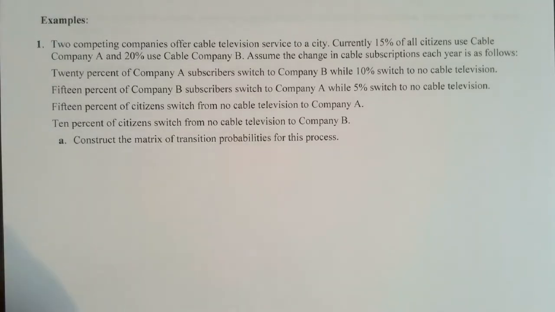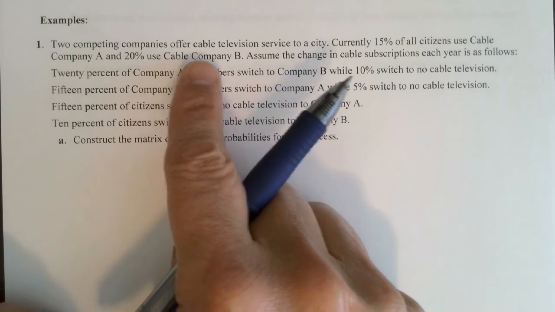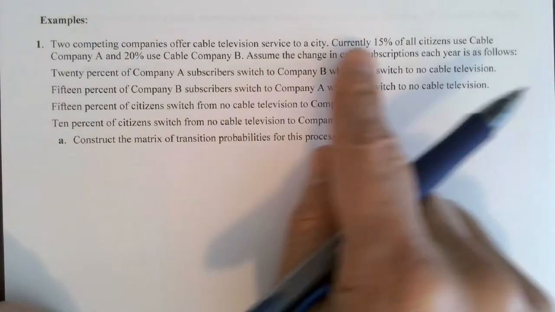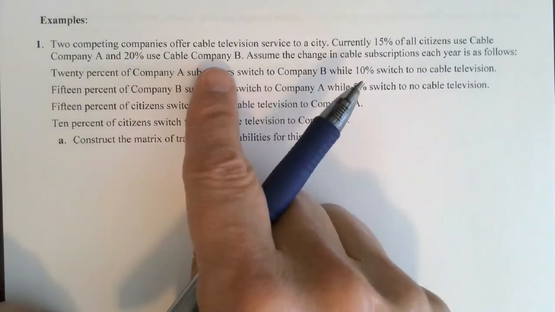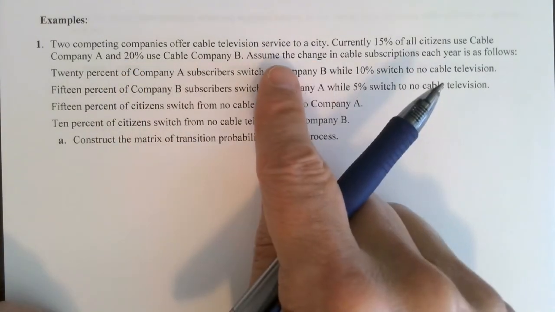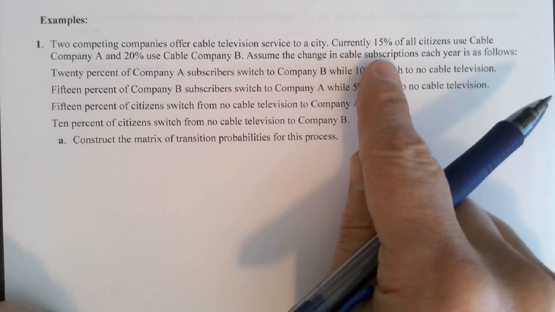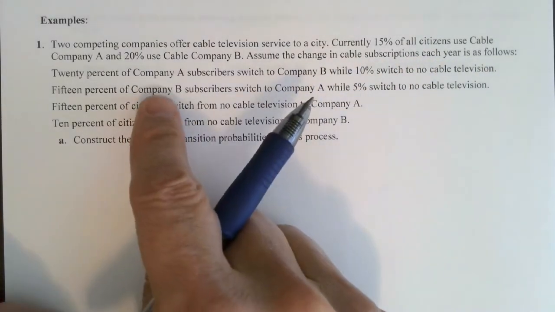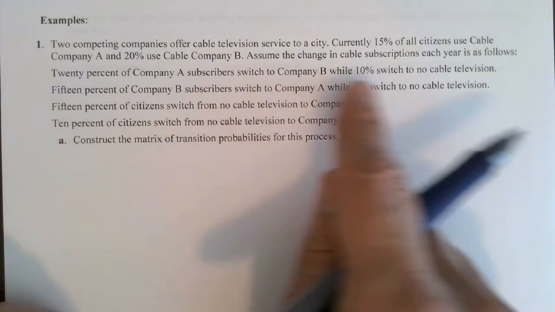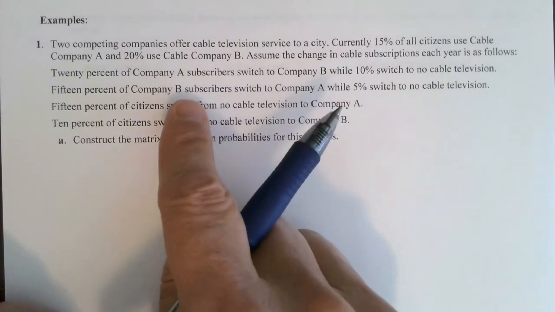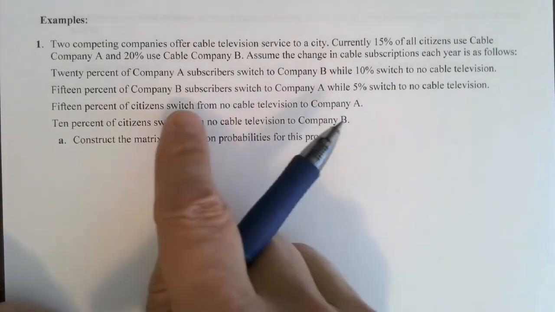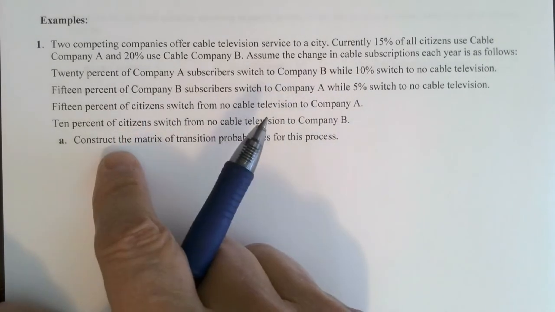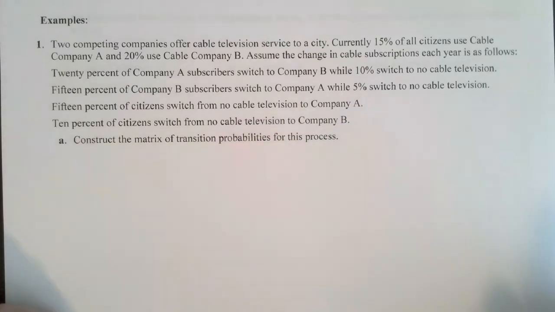So we've got two competing companies offering cable television service to a city. Currently, 15% of all citizens use cable company A, 20% company B. And then we're going to assume the change in cable subscriptions each year is as follows. And you see all the different changes from company A to company B, from company A to no cable, company B to company A, no cable to company A, and so on. We're going to construct the matrix of transition probabilities for this process.